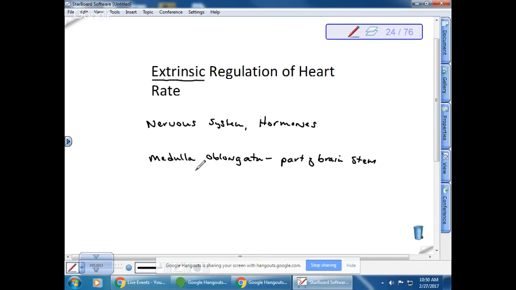So parasympathetic, is that fight or flight or relaxation? Anybody remember from maybe psychology? Relaxation, right? And so we have what is called the vagus nerve. The vagus nerve comes off of the brain and comes down and innervates the SA node. And so this decreases heart rate.